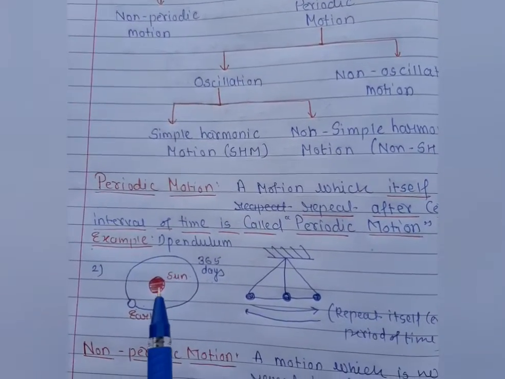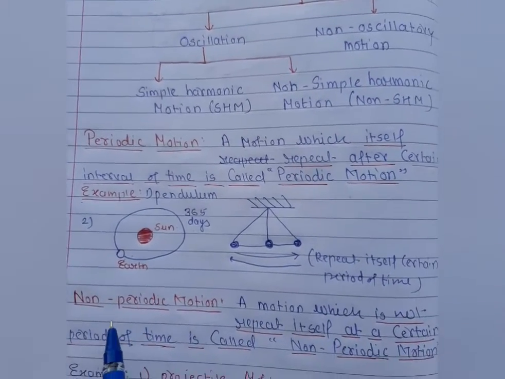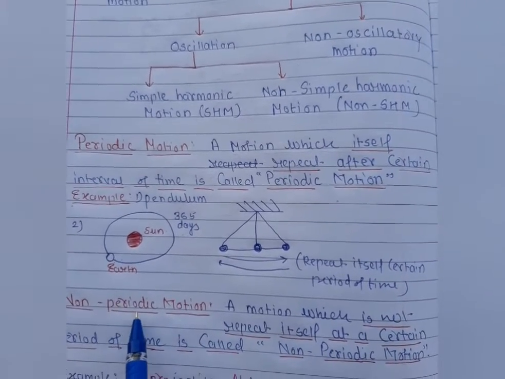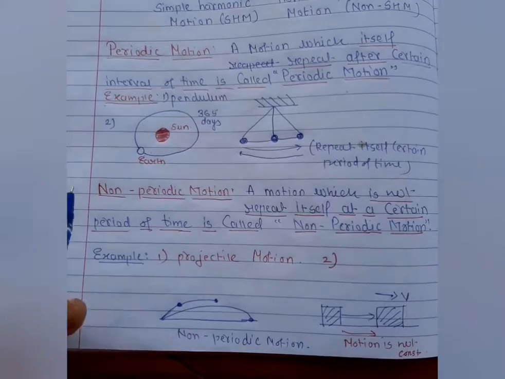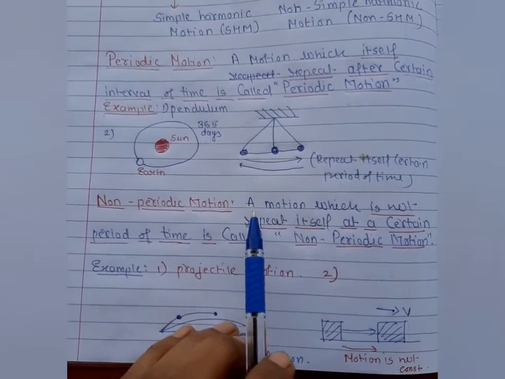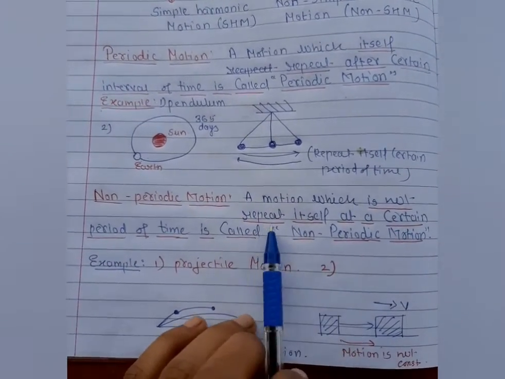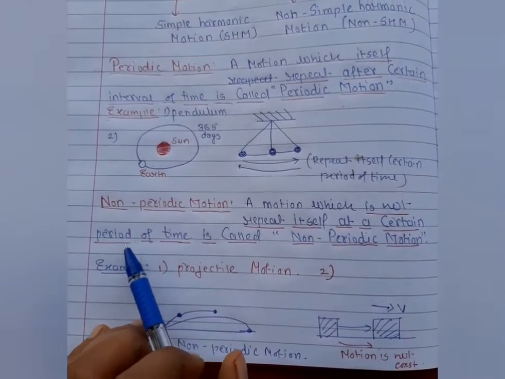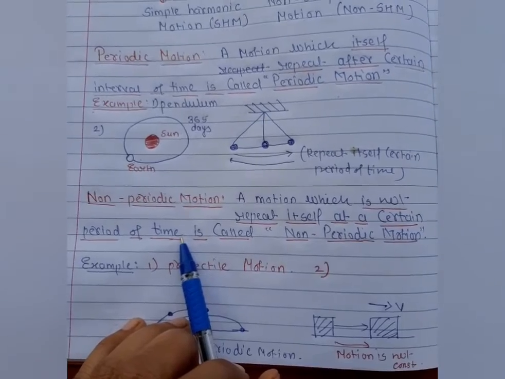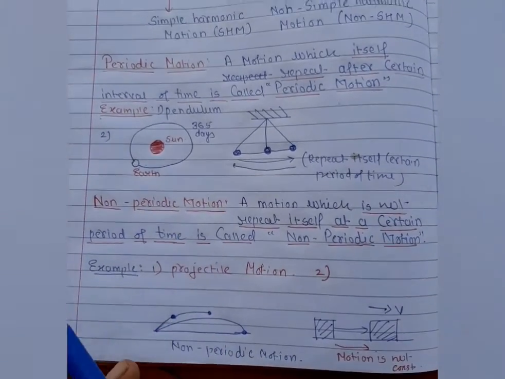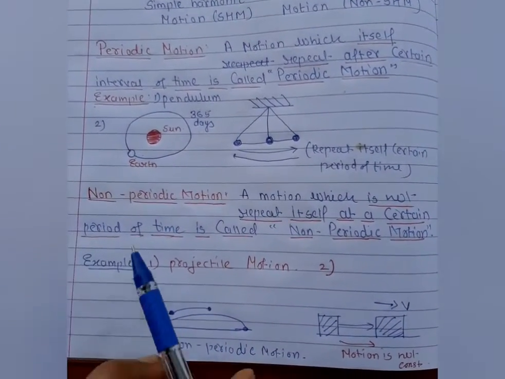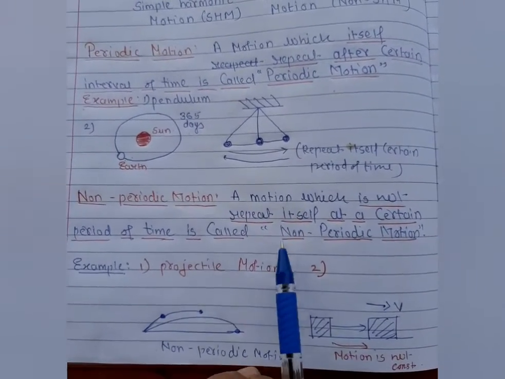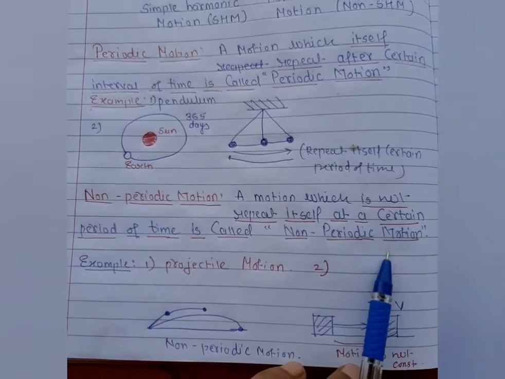Then here, students, we have the next condition, that is non-periodic motion. Non-periodic motion means a motion which does not repeat itself at a certain period of time. What does it mean? It means, students, we are talking about a motion which does not repeat itself after a certain interval of time. This is called non-periodic motion.